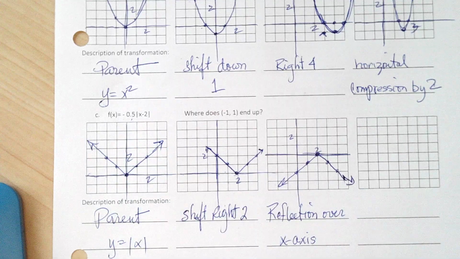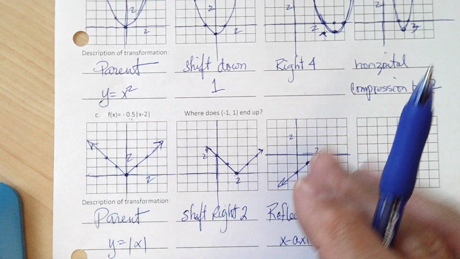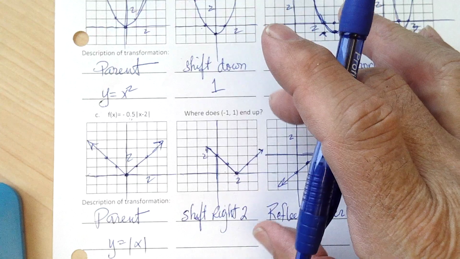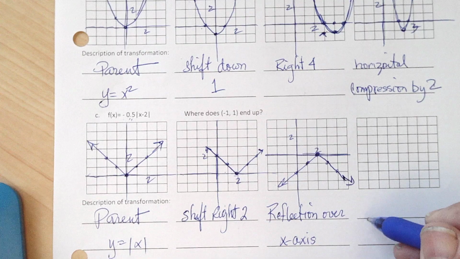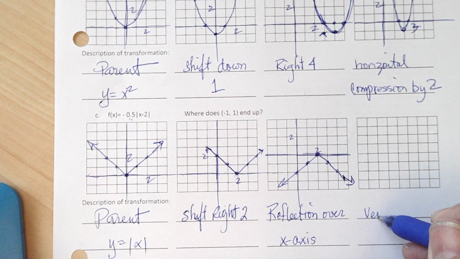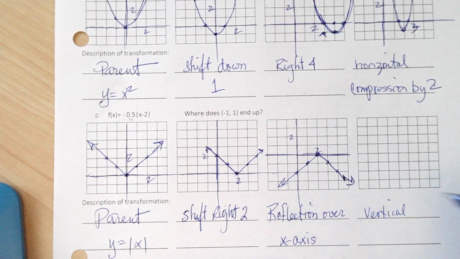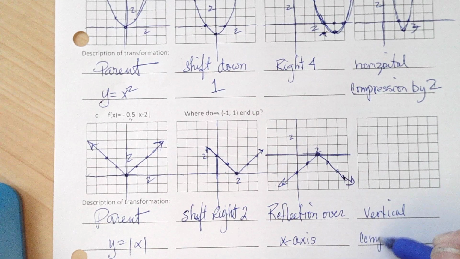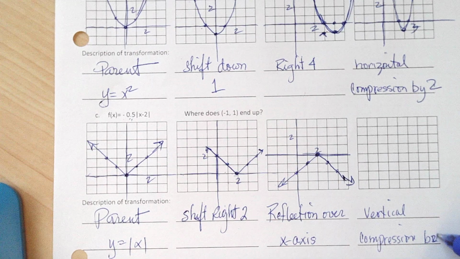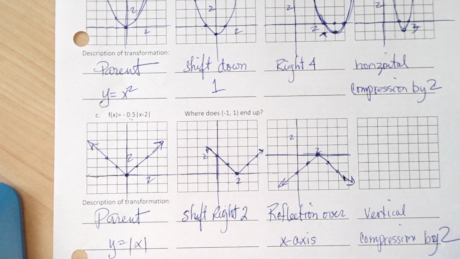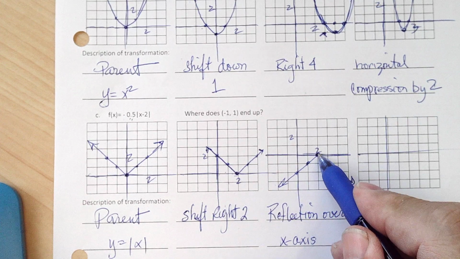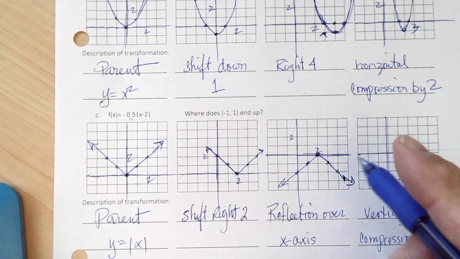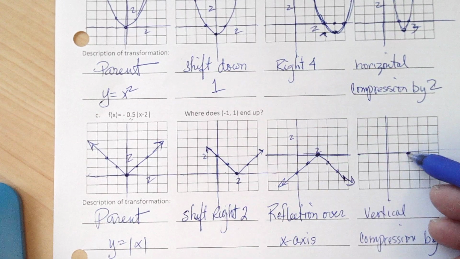And now we got to take care of the 0.5, which is vertically, and 0.5 seems like it would make it half as tall, and that's exactly what it does because it's on the outside, so it does what it says. So it's a vertical compression by 2. So this is on the x-axis, is going to stay there.